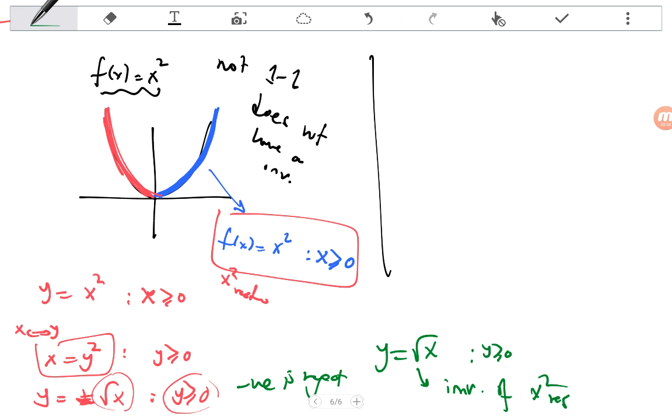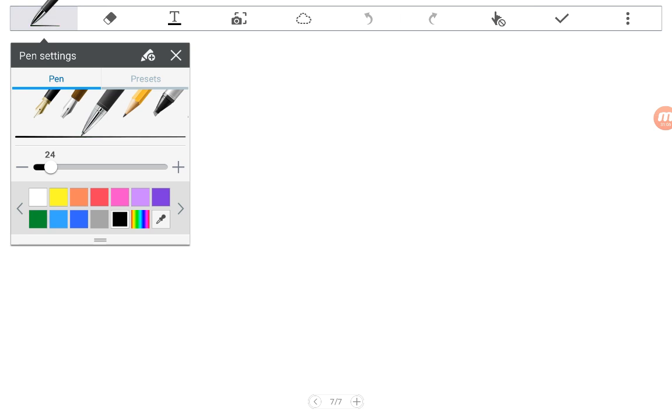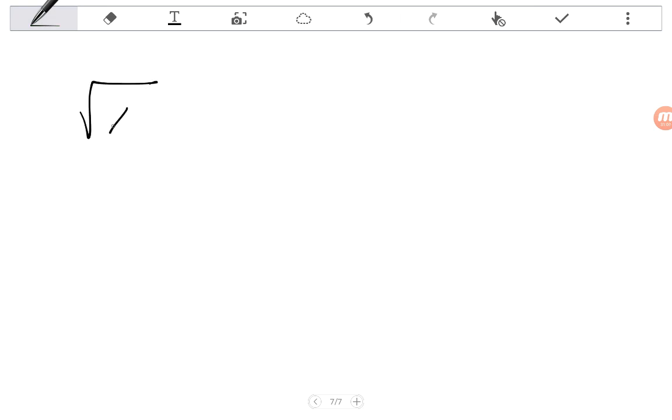So whenever I have a function that is not one-to-one, the first step is to restrict its domain and deal with the restricted function. Then I make the inverse function that I need. Okay. Now we need to make a difference between these two cases: root x squared and root x all squared.